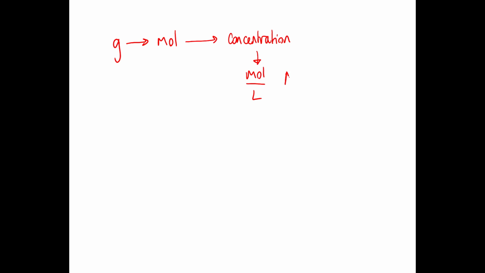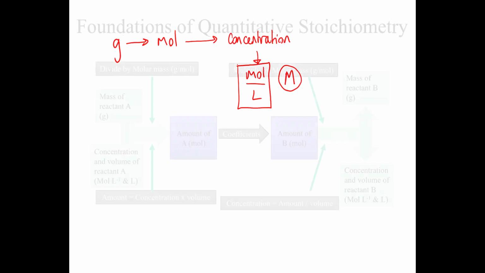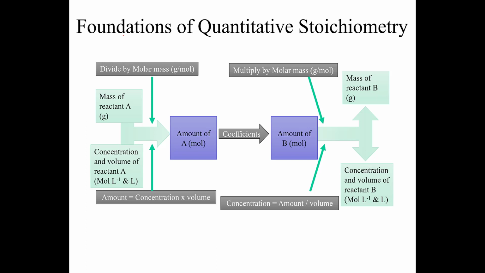We often use this capital M term in here as a unit of concentration, which would be molar, but I find that it's much more instructive to use the equivalent set of units, which would be moles per liter, and we'll see why as we go through the rest of this presentation. So all in all, we can boil down the foundations of quantitative stoichiometry to the following graph.